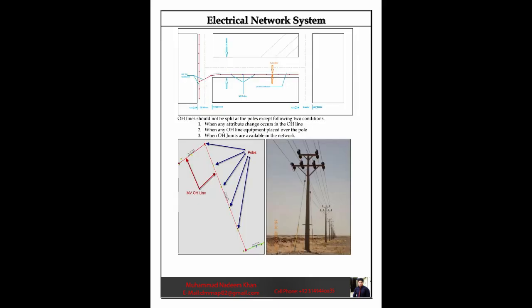OH lines should not be split at the poles except under the following three conditions. 1. When any attribute change occurs in the OH line. 2. When any OH line equipment is placed over the pole. 3. When OH joints are available in the network.